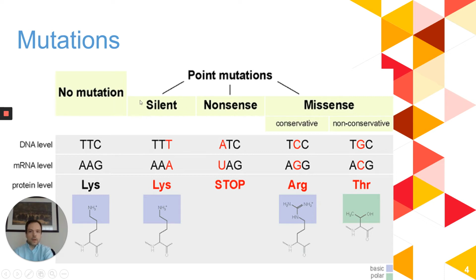There is such a thing as a silent mutation. If we look here, our original DNA sequence was TTC, and we now have a DNA sequence of TTT. That's going to result in a messenger RNA of AAA being coded for. AAA, however, codes for lysine. That's the exact same amino acid that was supposed to have been gotten by AAG. So these two different messenger RNA codons actually end up coding for the same amino acid.